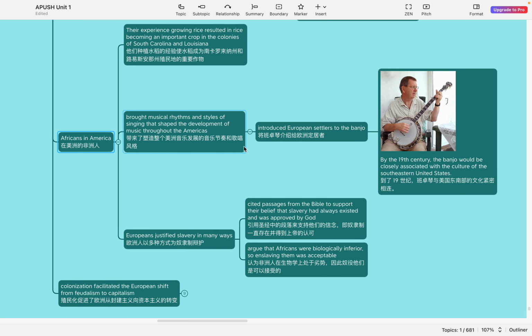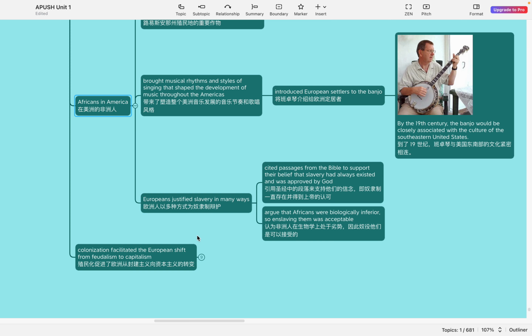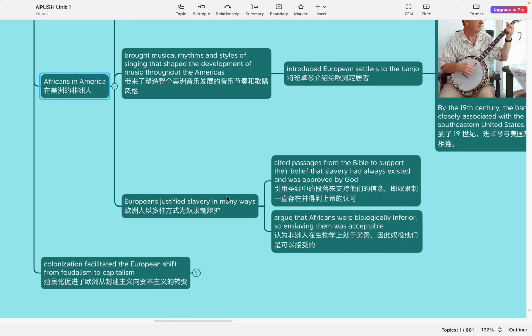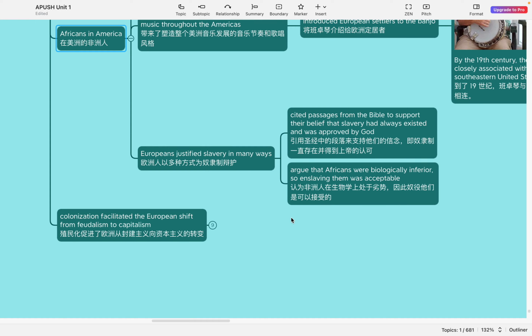Meanwhile, Europeans, to justify slavery, cited biblical passages and developed theories claiming biological inferiority of Africans, making this enslavement acceptable. It was the worst kind of creative writing class.